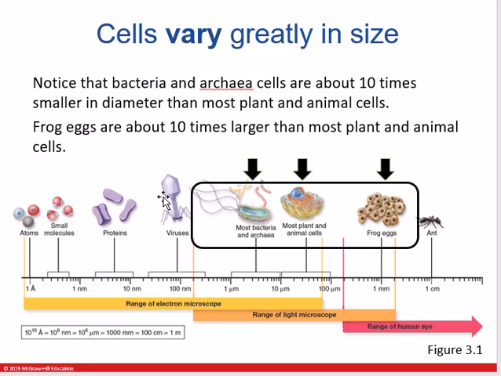Atoms are very small. So this one angstrom, Å, that you see here, it means it is 1/10 of a nanometer. So it's even smaller than this. So atoms are here, smaller than a nanometer. So this is one nanometer, this is here. So viruses are here, about 100 nanometers in size. And then a cell, which is bacteria, is about one micrometer.